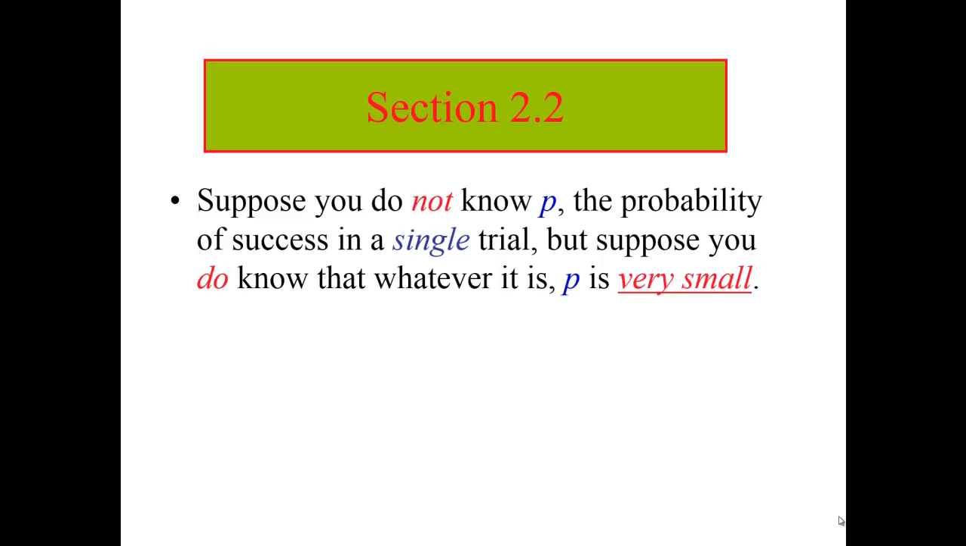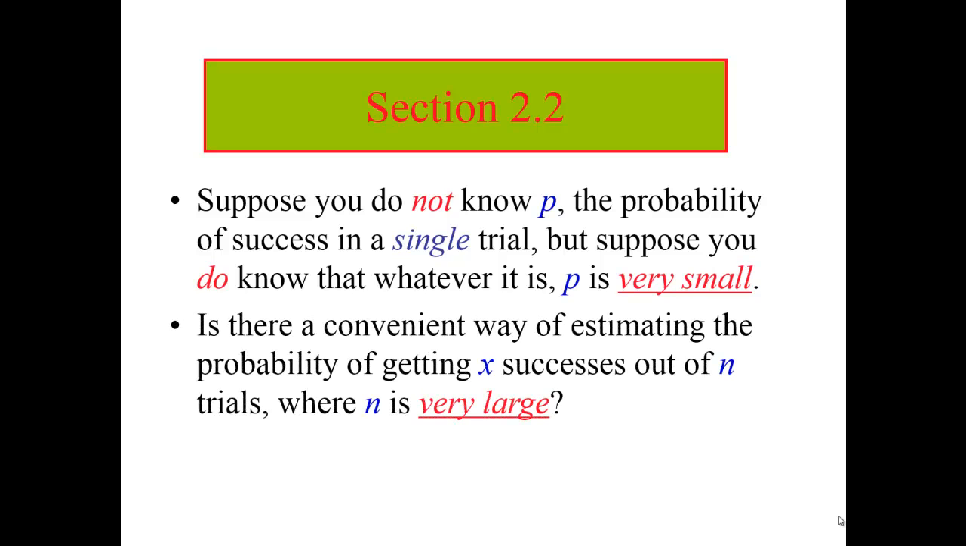And we're thinking now of counting experiments where the success might be the decay of a radioactive nucleus. And we're waiting for a certain amount of time to see if that decay happens. And that represents a single trial. But if we make that time interval small enough, we know that the probability that this happens would be very small. So the question is, is there a convenient way of estimating the probability that we get x successes out of n trials, where n is very large and, of course, p is very small? The answer is yes, of course.